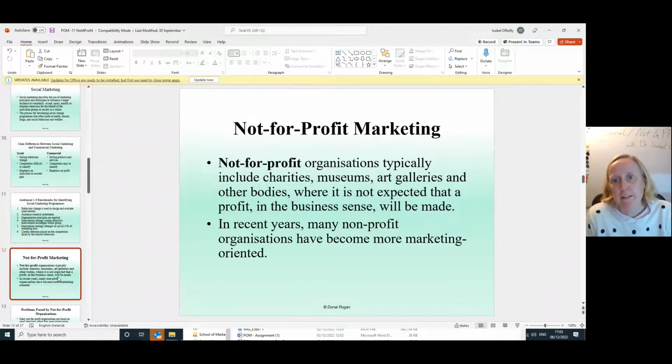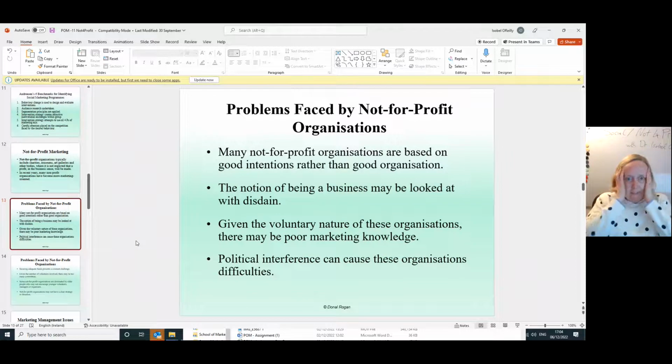So not-for-profit organizations typically include charities, but obviously lots of other things, including the university that you're doing your degree in, museums, art galleries, other bodies, where it's not expected that they turn a profit in the business sense. In recent years, many non-profits have become more marketing oriented. So problems, this is usually where exam questions can come up, and the previous few slides as well. Anything where there's a list is usually a great question. And obviously for short definition type questions, any of the information is fair game.